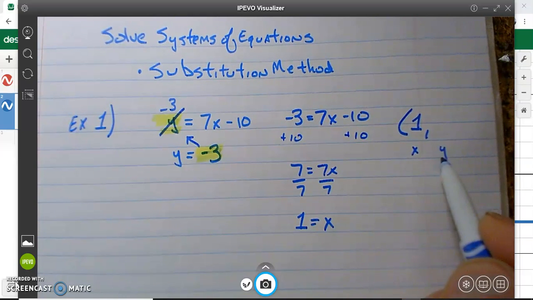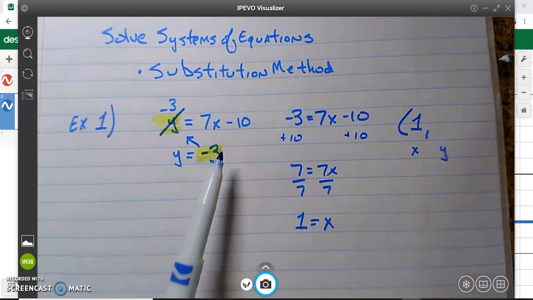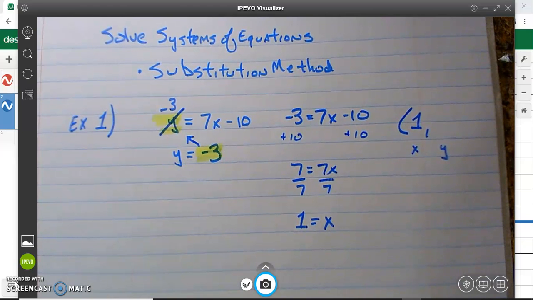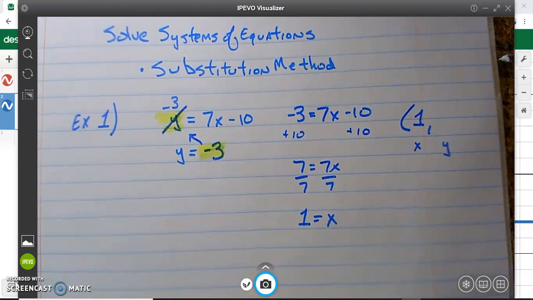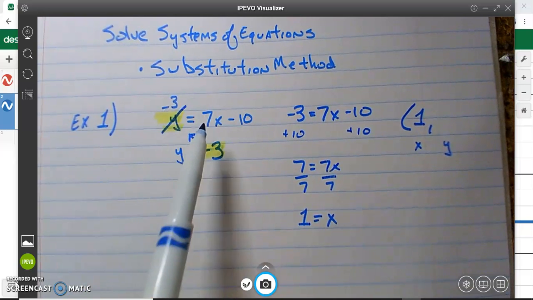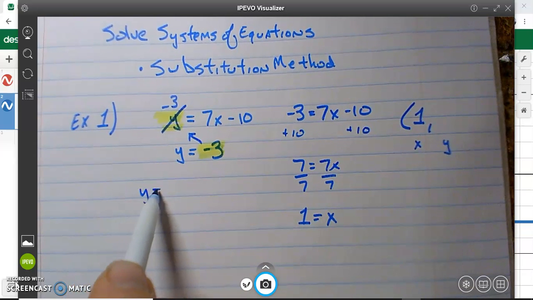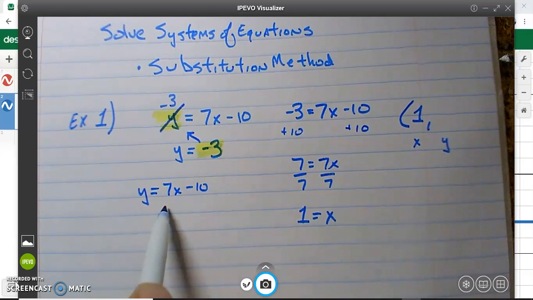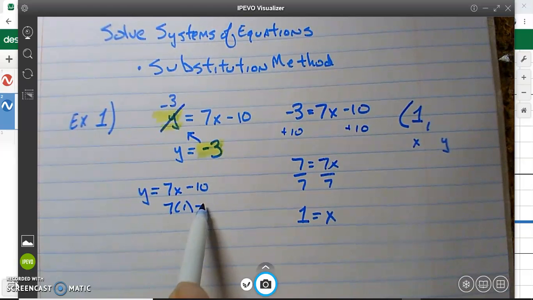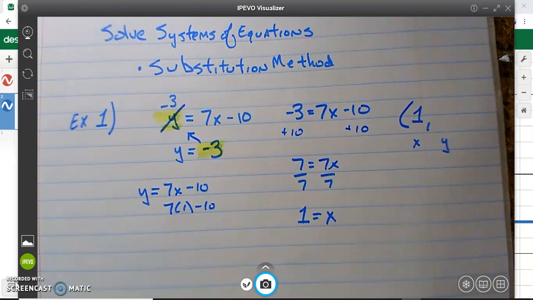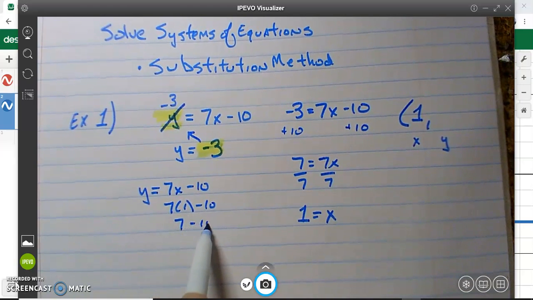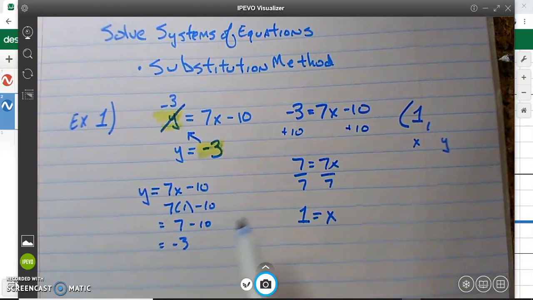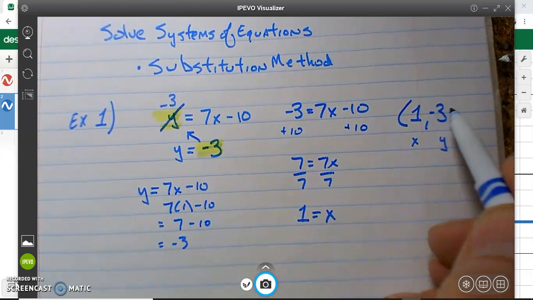The y value, I need to do one of two things. One, I can just come right here and look. They've actually already told me the y value is -3. But typically that doesn't happen. So what I could do is I could use this equation and I can plug in and solve for y. Remember, y equals 7x minus 10, and since I know x is 1, I can plug in that 1 to find out that 7 minus 10 is -3. So of course I already knew it was -3 here, but this just confirms it. -3.